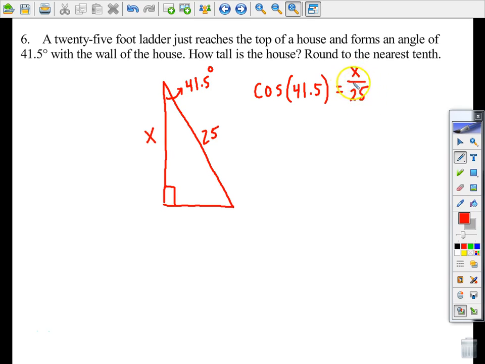Okay, so to solve for x, I'm just going to multiply by 25 on both sides of this equation. And my left side of the equation will be literally what I key into my calculator to get my answer. So let's do that. 25 and then cosine, parentheses, you'll have 41.5. The decimal form of that is 18.7238, and we're told again to round to the nearest tenth. So we're going to say that this height of the house is approximately 18.7 feet. And that's my answer.